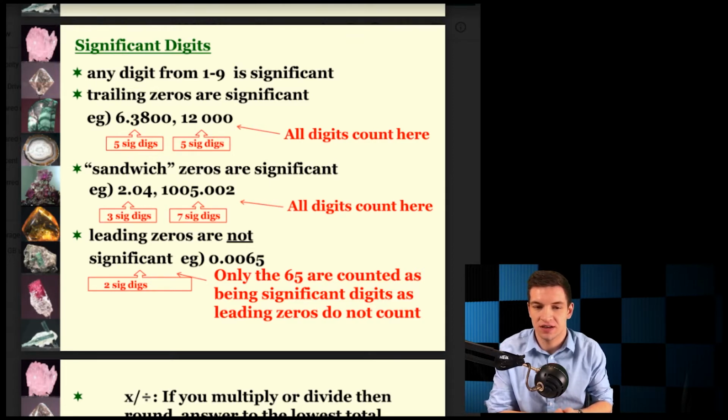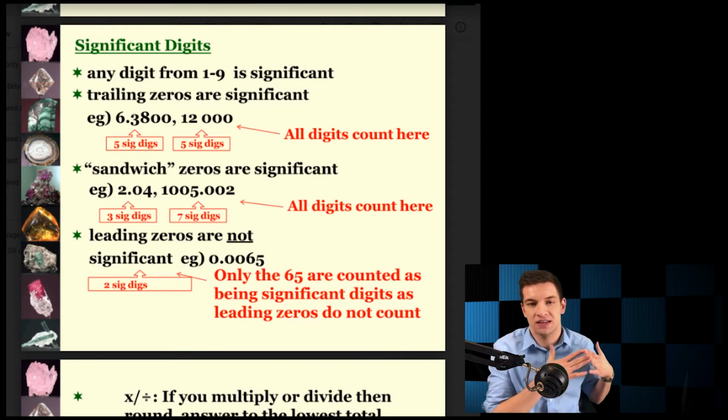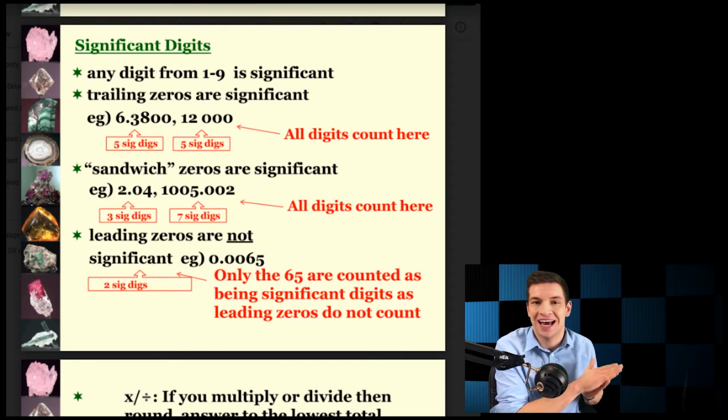All right? And here's the plot twist. Leading zeros are not significant. All right? So in this example, we have 0.0065. Now, a leading zero is a zero without a significant digit ahead of it. Okay? So in this case, even though we have 0.0065, only the 6 and 5 are counted as being significant. The other digits, the leading zeros, do not count.